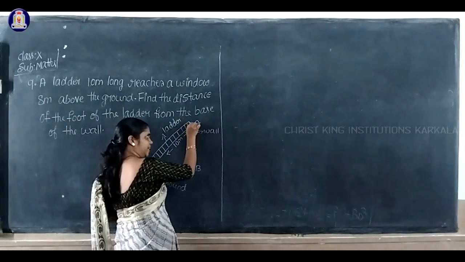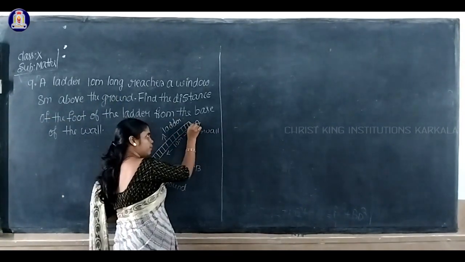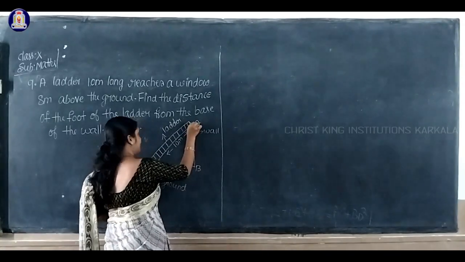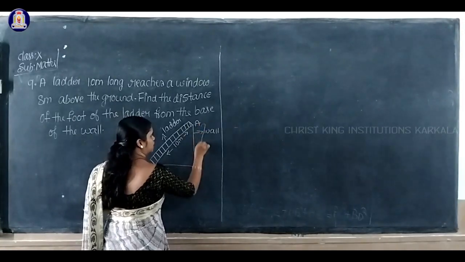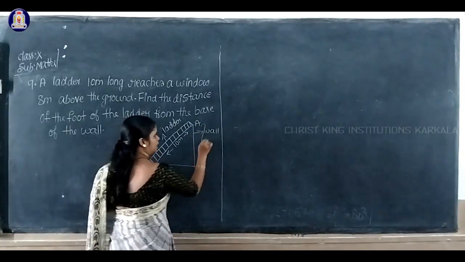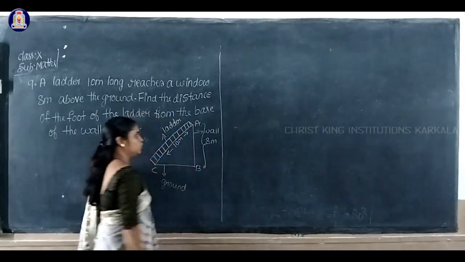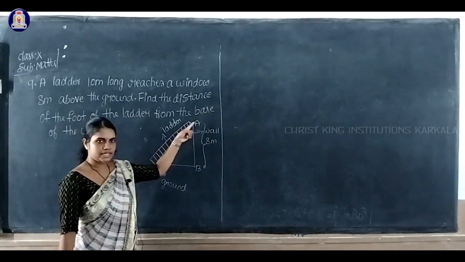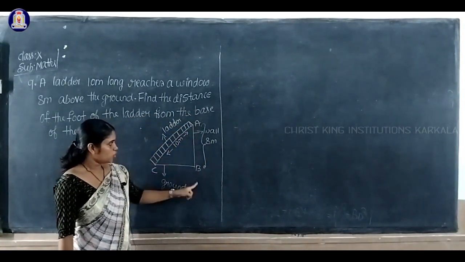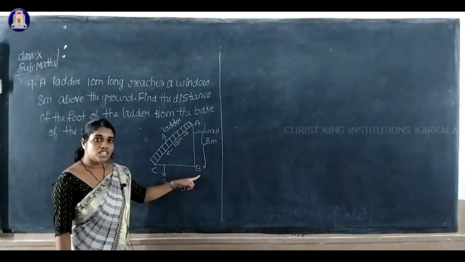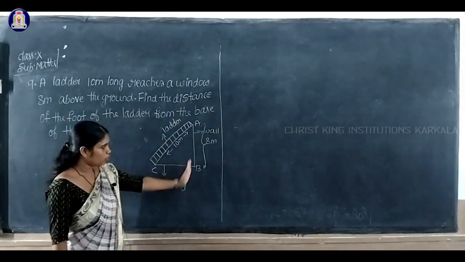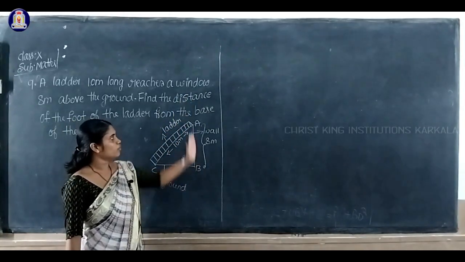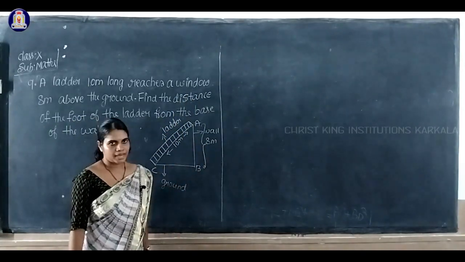So point A is nothing but your window. This window is at what distance? 8 meter above the ground. So what is the length of this AB? AB is equal to 8 meter. A is the window, at a distance 8 meter above the ground. Therefore the height of this wall is 8 meter.